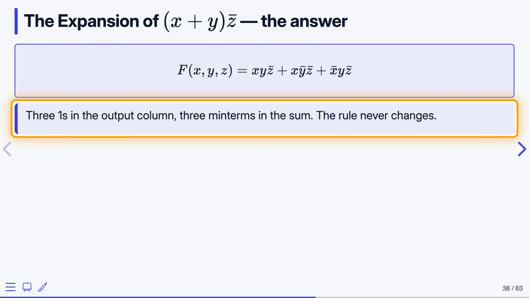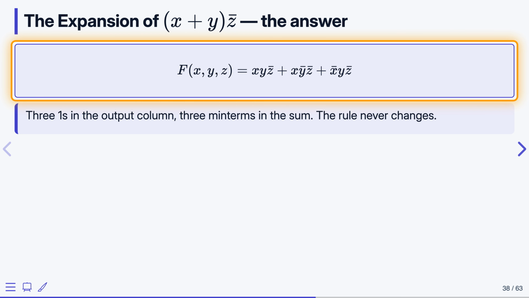Count them against the table. There were exactly 3 ones in the output column, and there are exactly 3 terms in the answer. That is always true, and it is a good check on your own work. Every term carries a bar z, which makes sense, because the original formula had bar z as a factor.